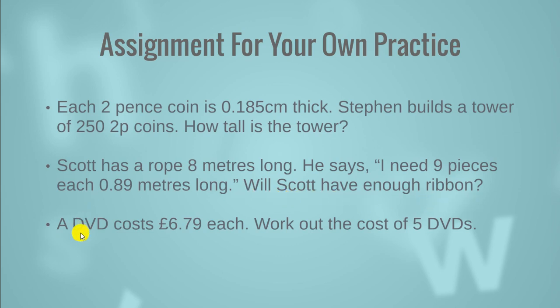The last question, the easiest one, is about cost. A DVD costs 6.79 pounds each. Work out the cost of 5 DVDs. You can solve it just like 6.79 multiplied by 5, and whatever answer you get is the cost of 5 DVDs. Here you have 2 decimal places and 0 decimal places in 5, so your answer will have 2 decimal places. I hope this will help you out.